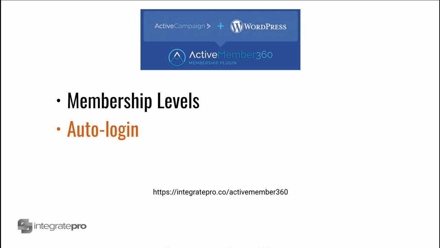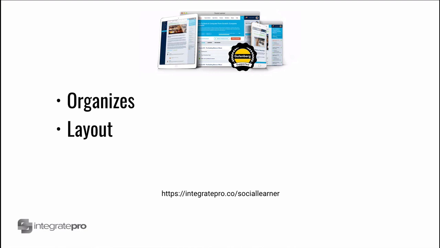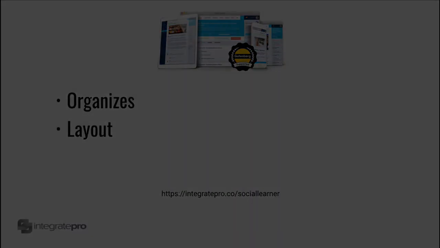ActiveMember360 is the WordPress plugin that creates membership levels inside your WordPress account. And also, it ties into the auto-login capability. Learndash is a WordPress plugin that makes it easy to have a hierarchy of courses. In their language, they call it courses followed by lessons, then topics. There's also things like quizzes and badges that you can use and enable. For what we're doing, we're not going to need to do that. SocialLearner is the theme. It makes it great for organization. The layout's excellent so that when people go in there, it's obvious what they have access to and it helps step them through the course step by step easily.